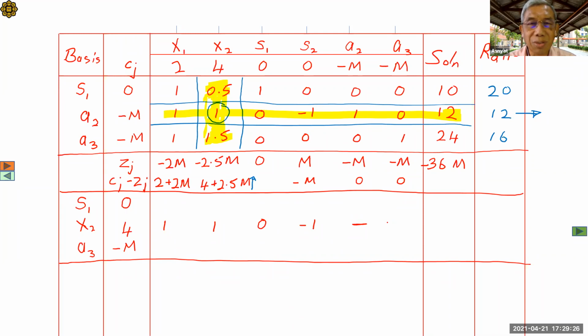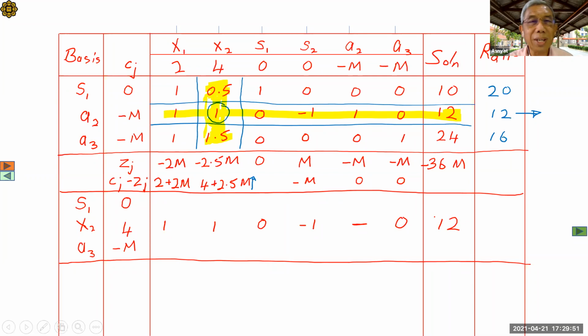A2 leaves. Only artificial variable, not slack or surplus. So A3 is still there. So A3 was the number here, also 0. The solution, 12. All right.